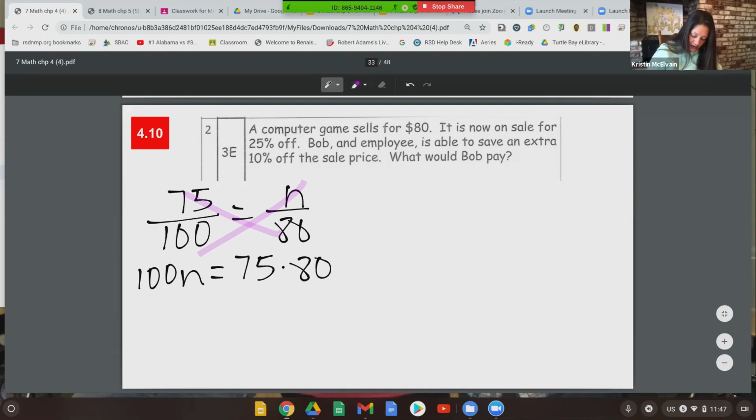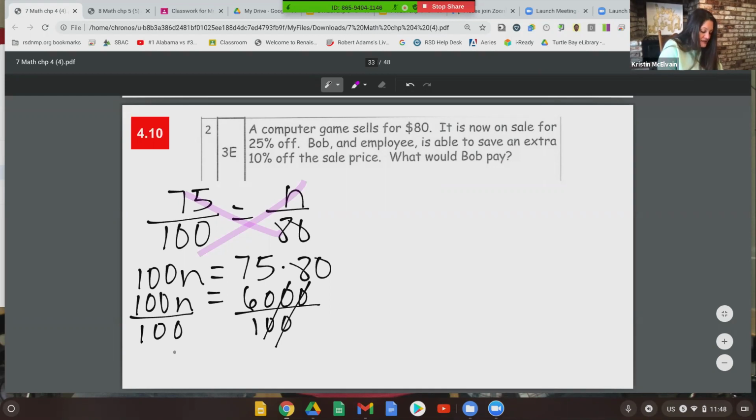On my handy dandy calculator, that is 75 times 80, 6,000. We're going to divide both sides by 100, since 100N is 100 times N, and the opposite of multiplication is division. Look at this, these cancel out, gives us 60 over 1. So N equals $60. So that's our sale price.